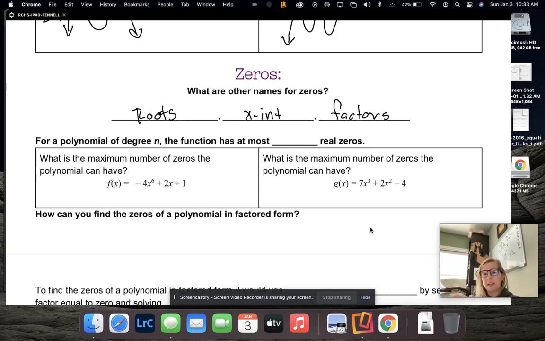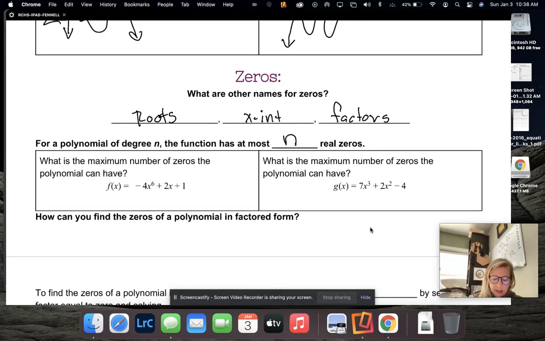If it's degree 5, it can cross 5 times. If it's degree 4, it can cross 4 times. So if it's a degree n, it can cross n times. Okay, so what's the maximum number of zeros this polynomial could have? This is a degree 6. It could have a maximum of 6 real roots or 6 x-intercepts at max.